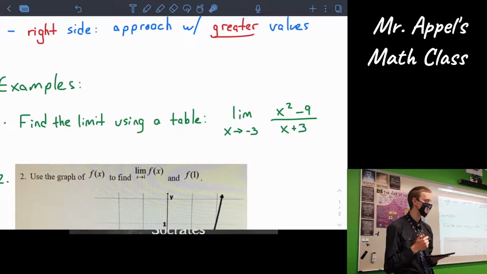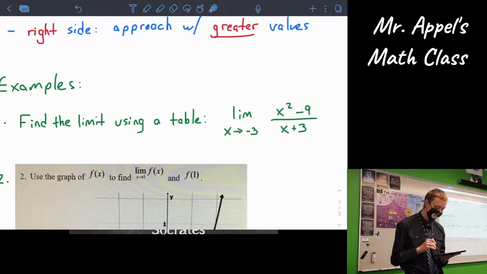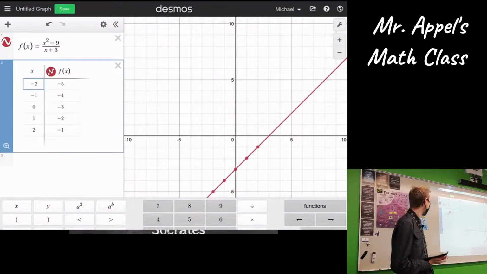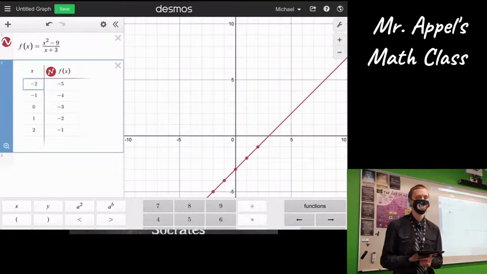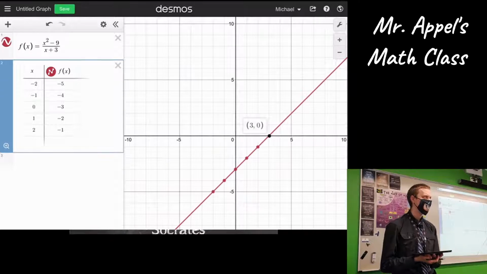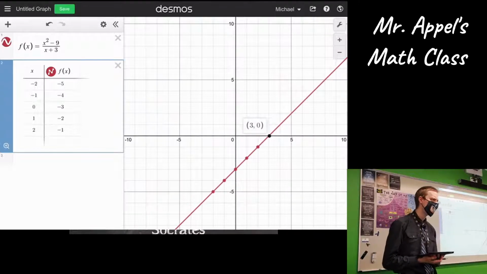All right? Perfectly acceptable. So what I would do with this is I would go to Desmos. I'll type in my function. And Desmos automatically graphs it for you. And you can see, hey, we've got it, looks like a line. But is that a linear function?